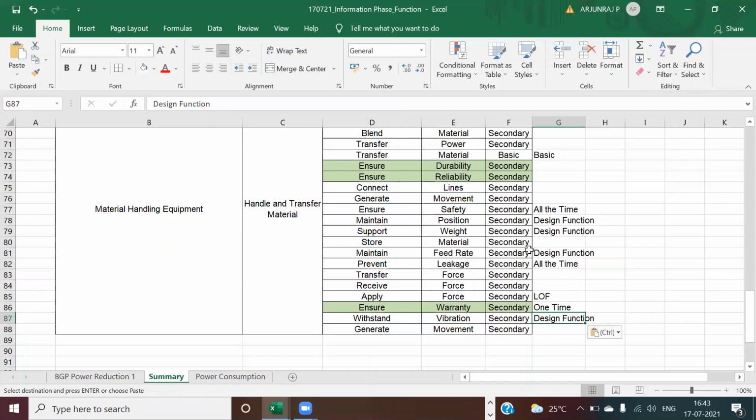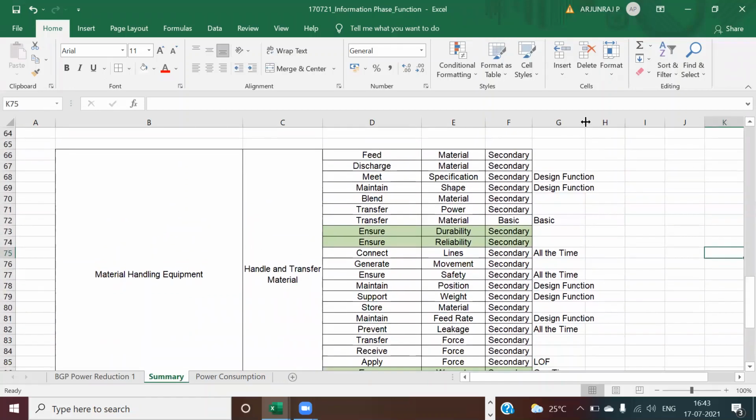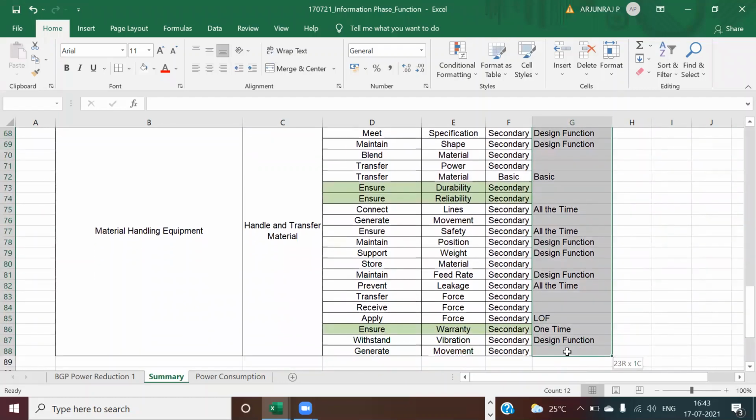So now apart from that, is there anything else? Connect lines should be all the time, right? It should also be all the time, right? Am I right? Yes, like design function, what are the other functions we have to consider? Because this summary part we are doing just for the first time.